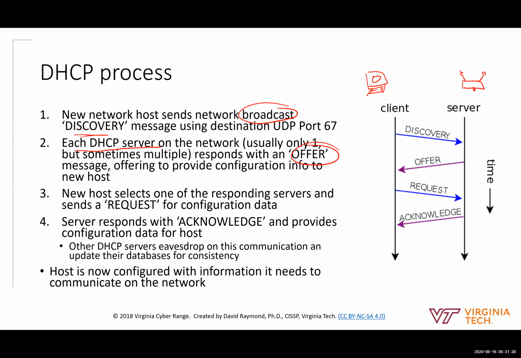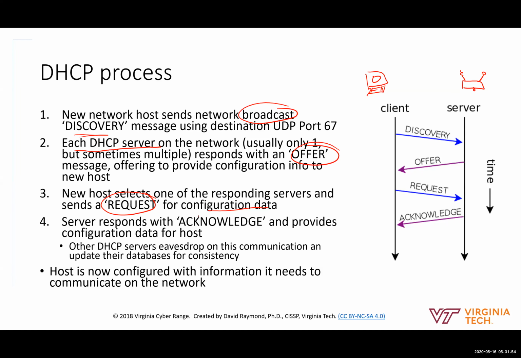So once I receive those offer messages as the client, the next thing I'm going to do is pick one of them and submit a request for the configuration data. That's going to make sure that I only receive the configuration data from one of those DHCP servers. If I receive it from multiple, then I may receive multiple conflicting IP addresses back, for example. And I don't want that to happen. I want to receive one IP address from one DHCP server.